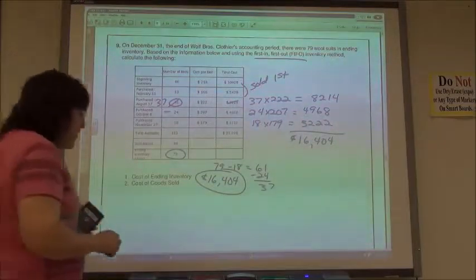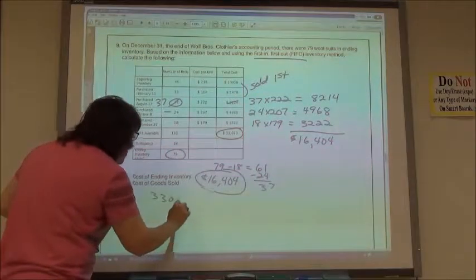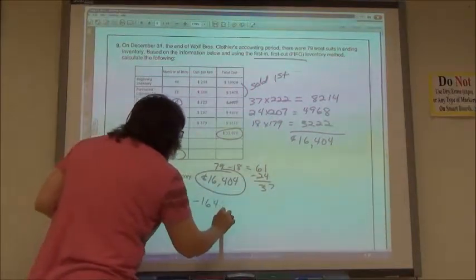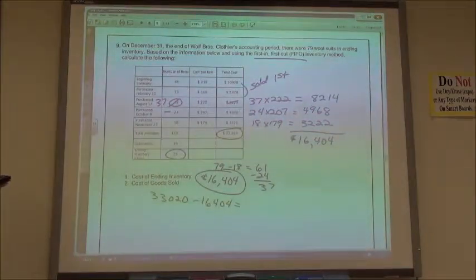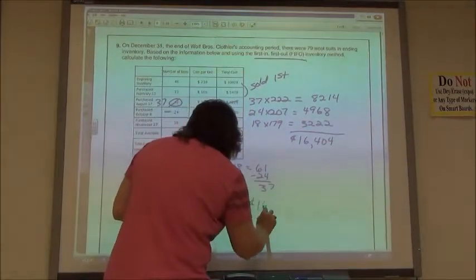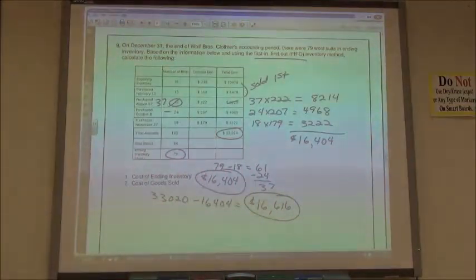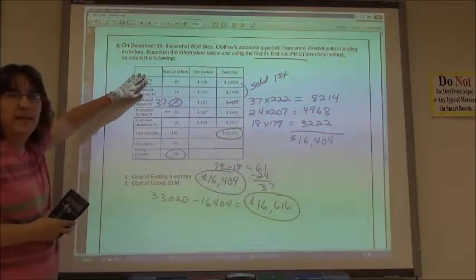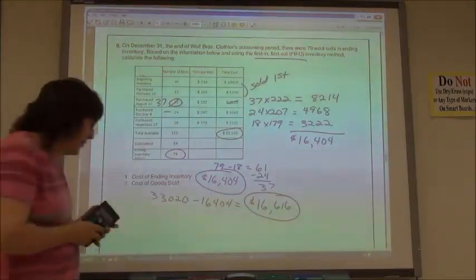We want to find the cost of the goods sold, so we're going to take our total cost, 33,020, subtract our 16,404, and so if we subtract, we get 16,616 for the cost of our goods that we sold. And so that's the first in, first out. Those things I bought first are the things that I sold first. And I rotated my stock so that I didn't have old things.